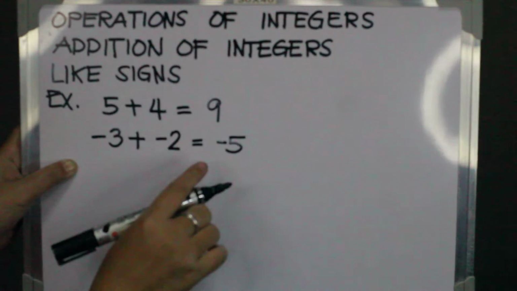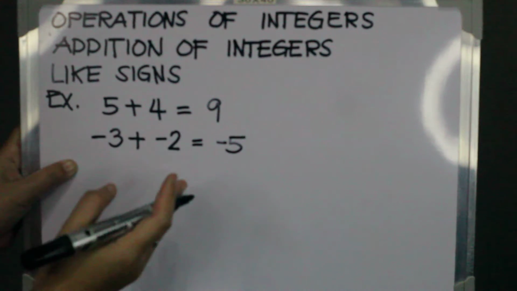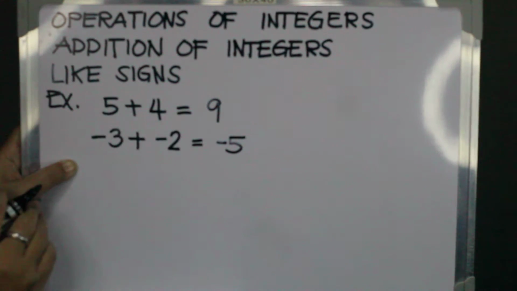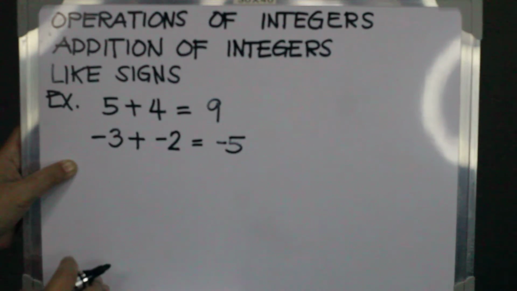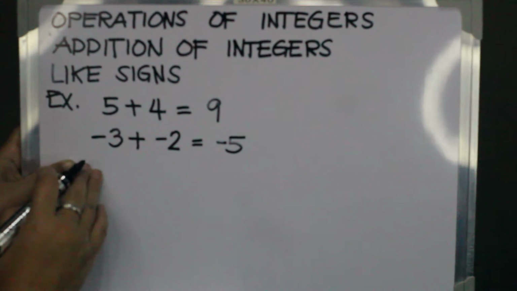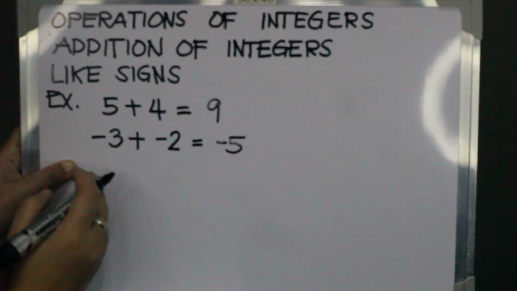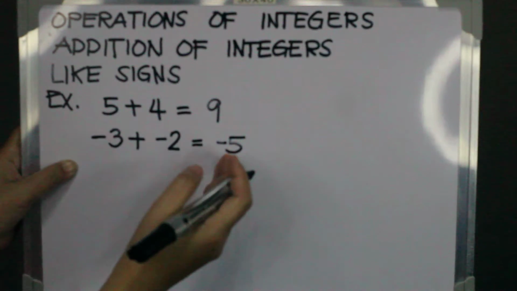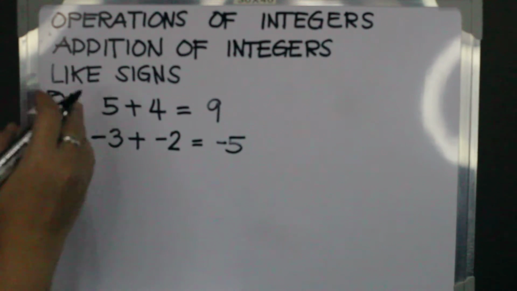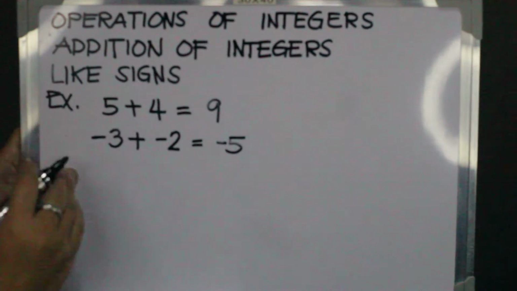Thus, this will be the rule if you will be adding integers with like signs. Let us repeat. If all positive, simply add and you will have a positive integer, like 5 plus 4 is equal to 9. And if all negative, negative 3 plus negative 2 is equal to negative 5. That means you simply add the numbers and then copy the common sign, which is negative 5. This is the rule if you're adding integers with like signs.